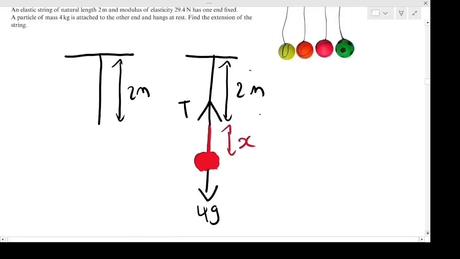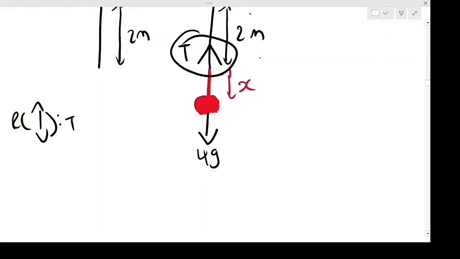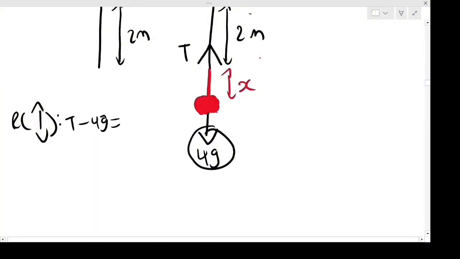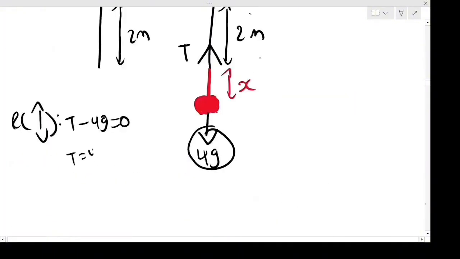So what I can do then is resolve up and down. My upwards force is T, take away the 4g acting down. That's going to equal 0 because there's no acceleration, as it's at rest. So that means T equals 4g. Well, actually, if g is 9.8, that means T is 39.2. And there we are. That's my tension force.